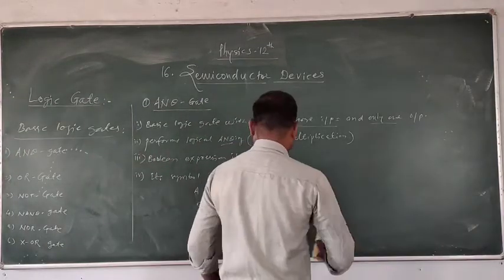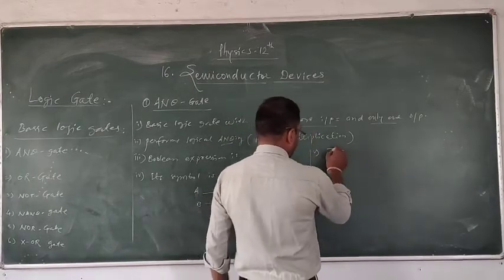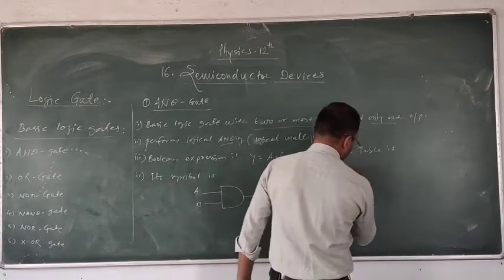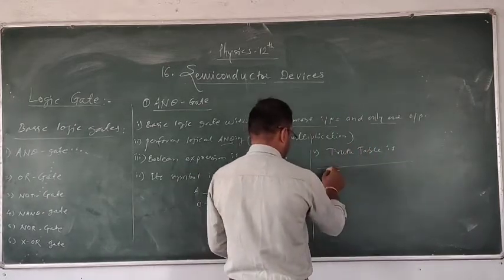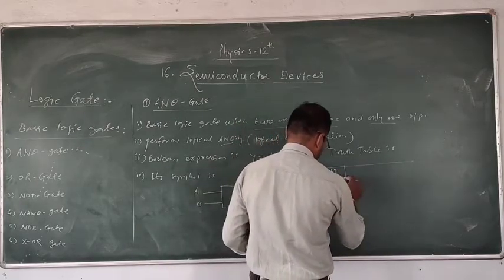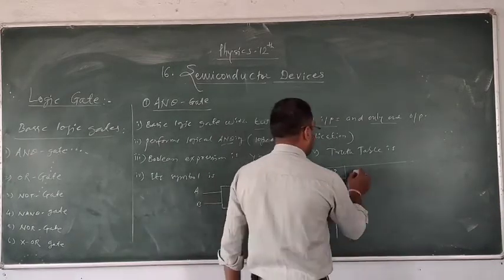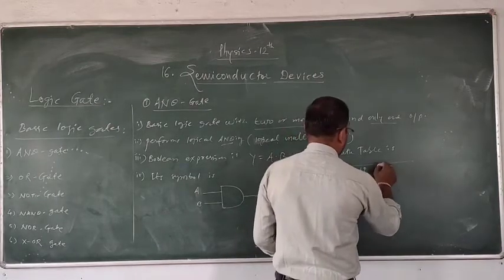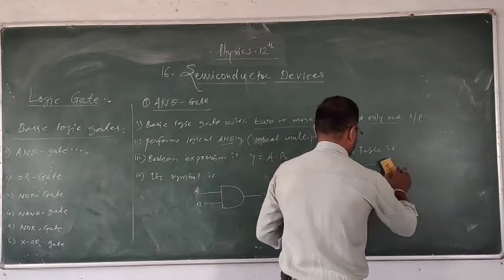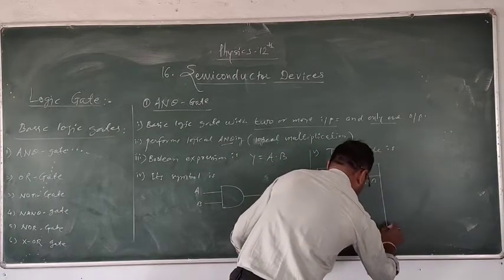Now here the truth table. Its truth table is number 3. Here are the two inputs. Therefore in the column of the inputs you have to write the two inputs. The first input is A, second input is B, and to get the output you have to write the output Y is equal to A dot B. So here is the truth table.